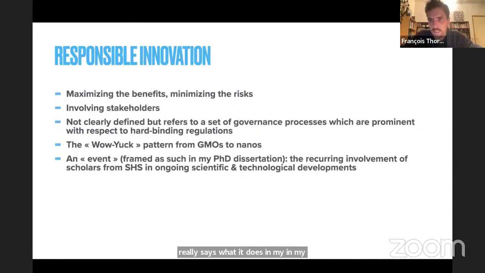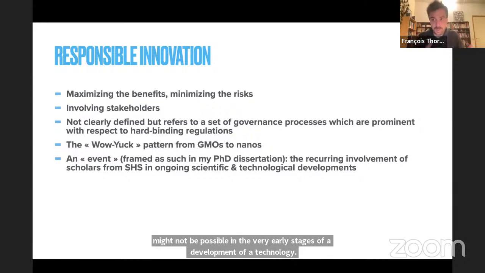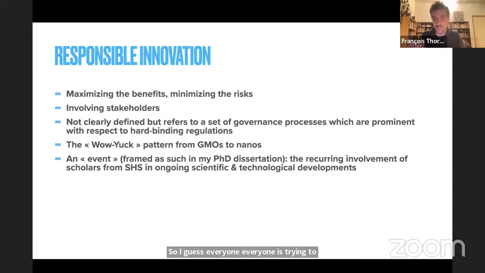But I understand and I appreciate that responsible innovation is a break apart from hard binding regulations, which might not be possible in the very early stages of development of a technology. So I guess everyone is trying to experiment to cope with the uncertainties and all the unintended consequences the way it is possible. But yeah, I guess that's sort of also our own mythology as embedded scholars or social scientists dealing with those new tech developments.